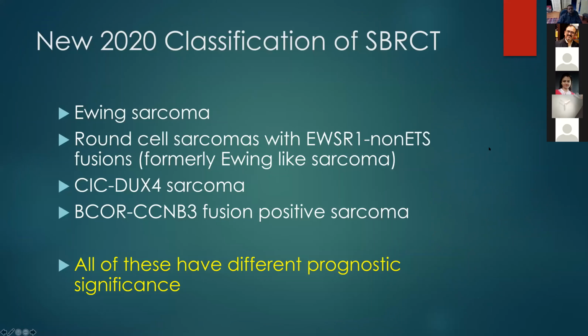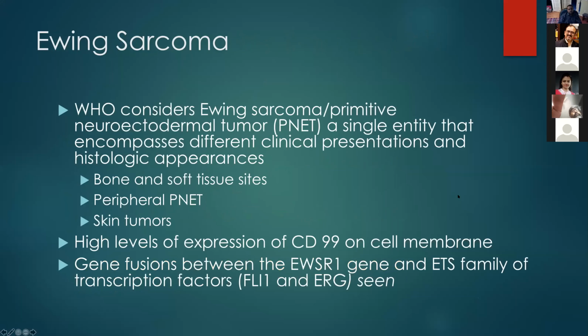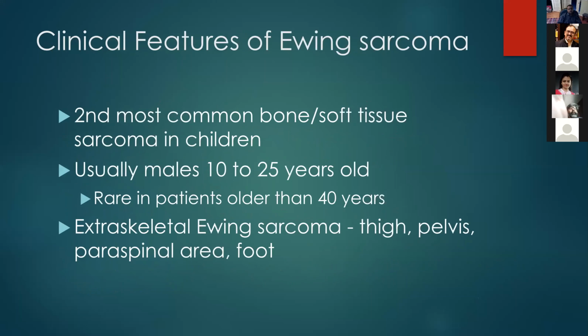This just shows you the absolutely new 2020 classification of small round blue cell malignancies, which includes Ewing sarcoma and then Ewing-like sarcoma. Okay, there is the CIC-DUX4 sarcoma. Why is it important? All of these have significant prognostic differences. These tumors towards the end are all fusion positive sarcomas, and these have worse prognosis than Ewing sarcoma, which has the classic EWSR1 mutation.